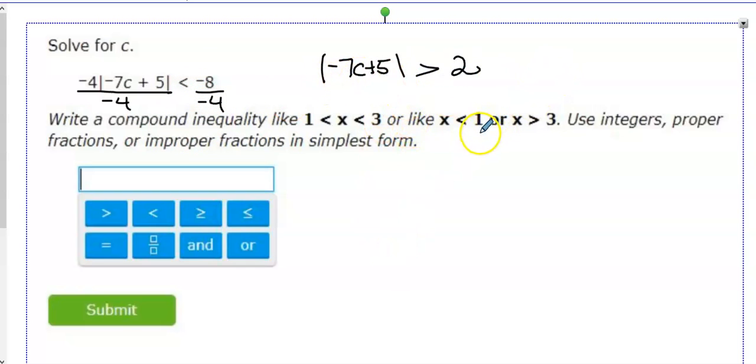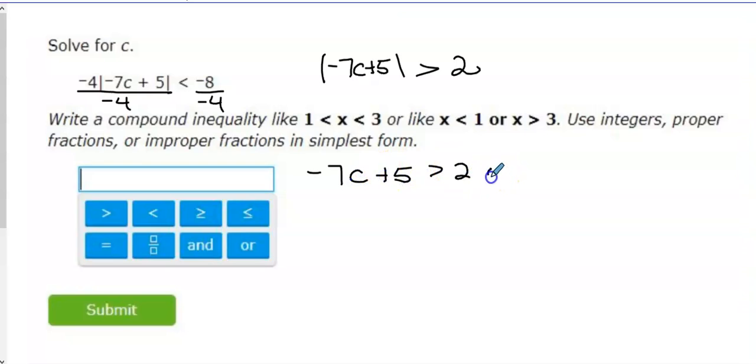So now that I've isolated this, I realize that this is a greater than problem, and so I'm going to be using the word or when I type in my answer here. So let's go ahead and split this up. Negative 7c plus 5 is greater than 2, or negative 7c plus 5 is less than negative 2. Okay, so then let's just solve each one.